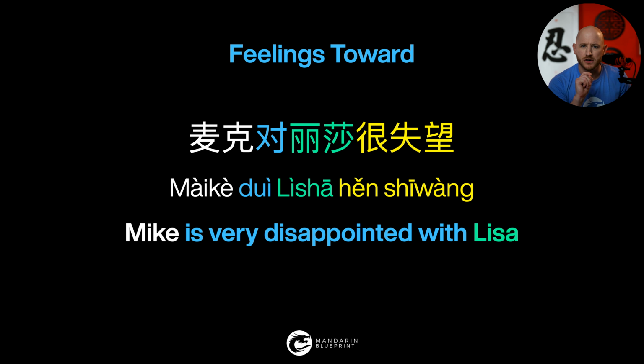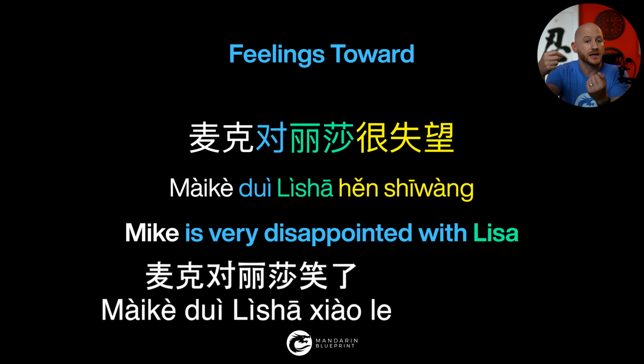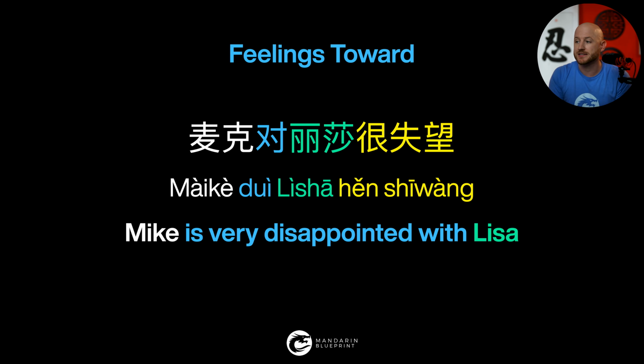How about this one? 麦克对丽莎很失望. Mike is very disappointed with Lisa. Oh, Mike, don't be so disappointed with people. So you've got two things here, two people. Mike towards Lisa, and then after that, if I said 麦克对丽莎笑了, that's an action he takes towards her. It's like more real. It's like actually something that happened in the world.